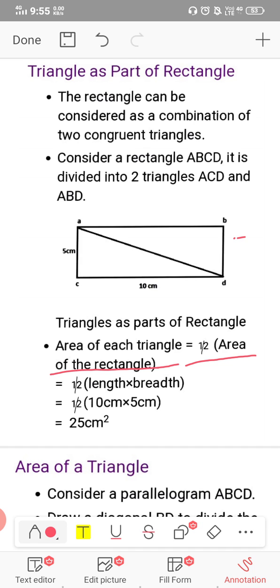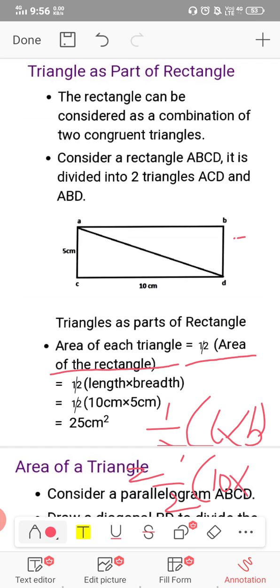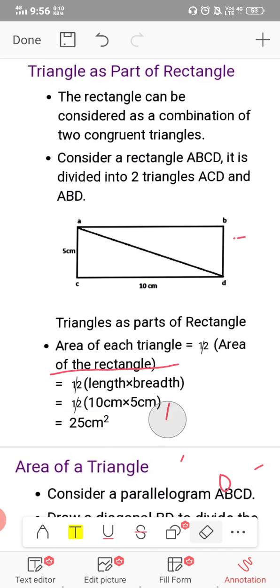full rectangle. If we want to find the area of the triangles, we can say it is half the area of the rectangle. So we will find half of the area of the rectangle, that is 1/2 in bracket length into breadth, that is 1/2 into 10 into 5. It means 25 centimeter square is the area of one triangle, and the area of two triangles will be 25 centimeter square each triangle.